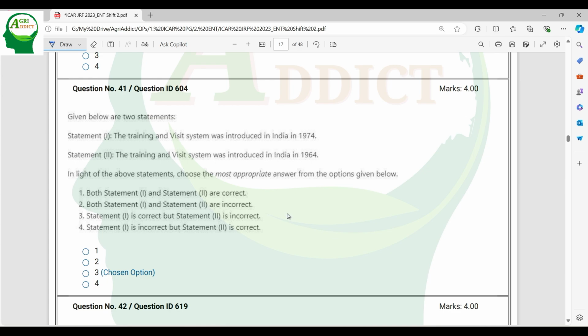The Training and Visit system was introduced in India in 1974. Yes, a very basic question of general agriculture or extension. Mainly in the state of Rajasthan, the T&V system was introduced in 1974, and you know that Daniel Benor and Baxter are mainly the inventors of this system. The next statement says it was introduced in India in 1964. It is wrong. So statement 1 is correct, but statement 2 is incorrect.